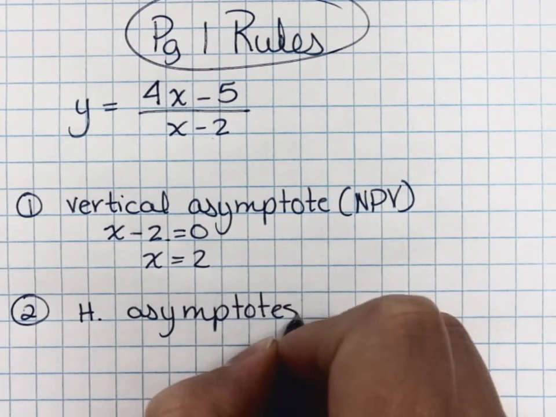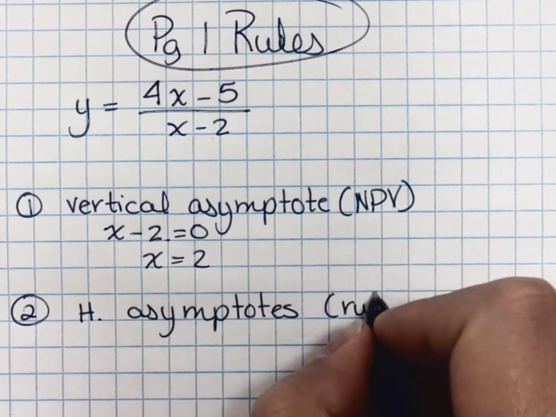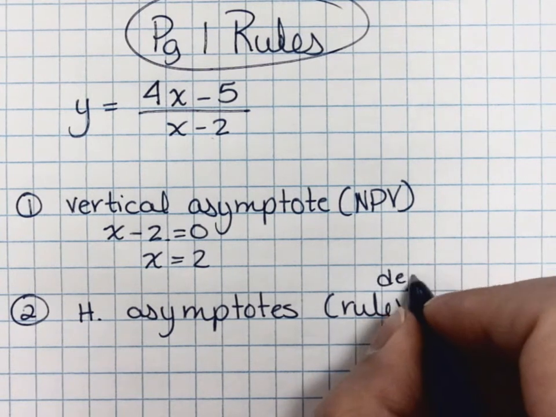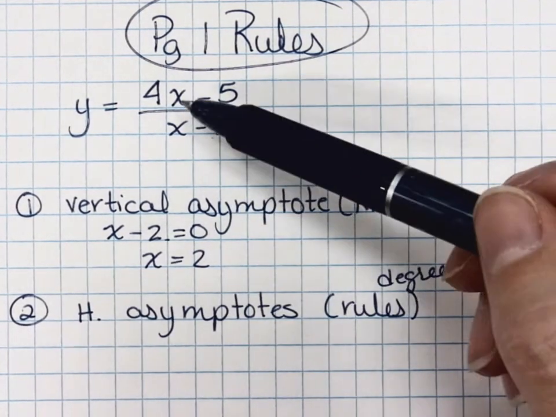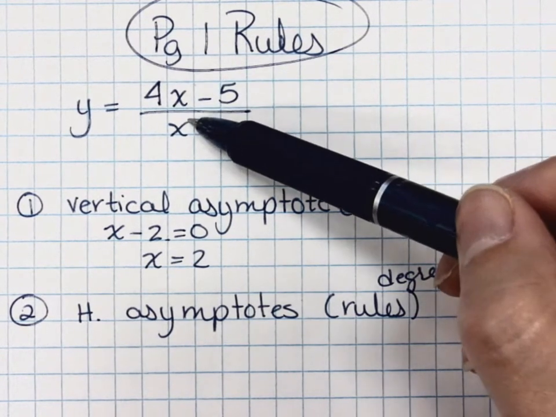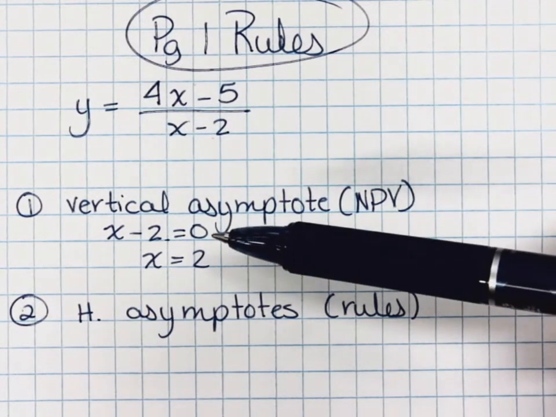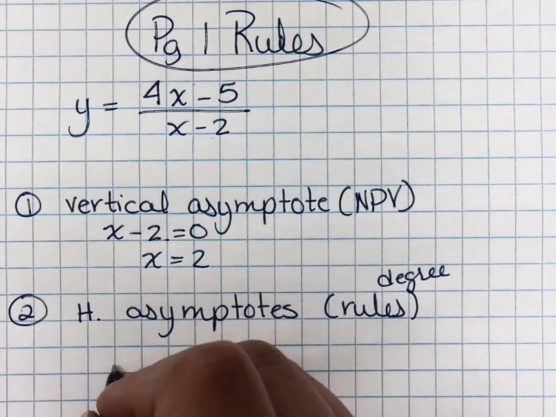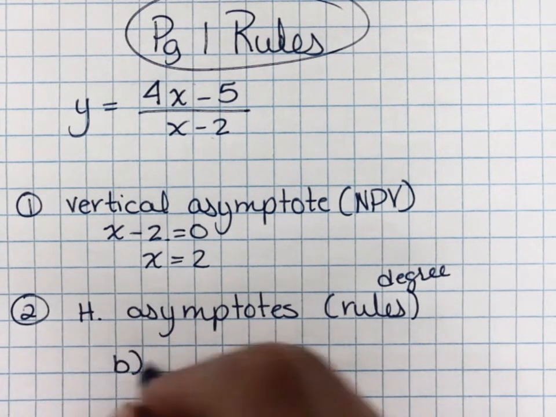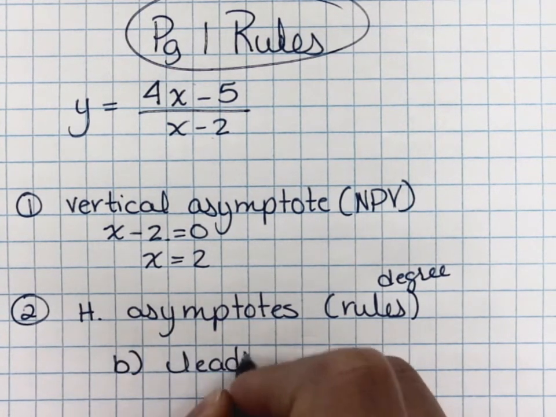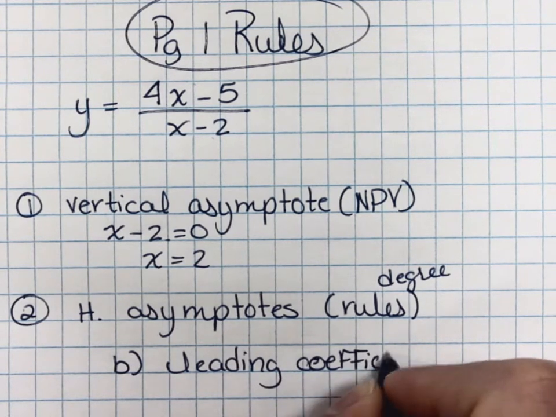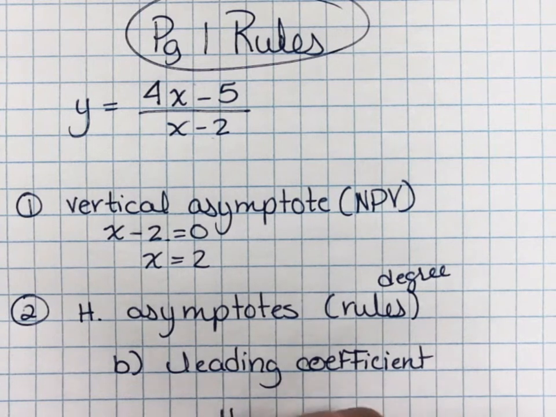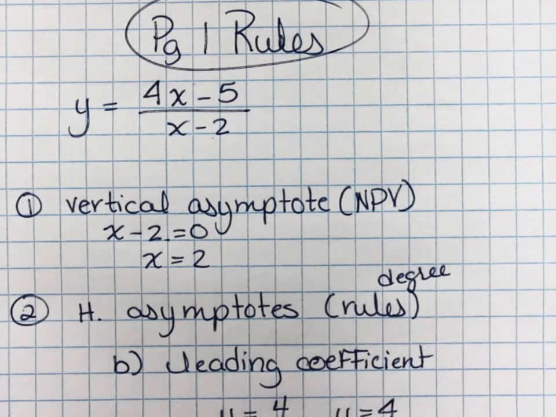So those are our rules, the rules that we memorize about the degree. What are the degrees on this one? 1 and 1, so they're equal. So it's the leading coefficients on this one. This is option B, the leading coefficient rule. So that would be y equals 4 over 1, which is just simply 4.